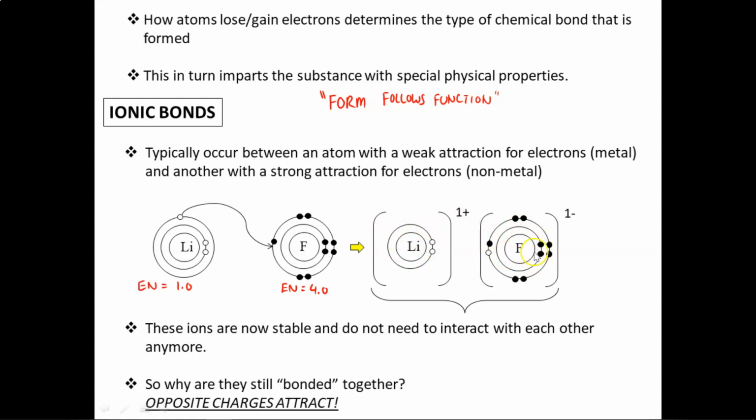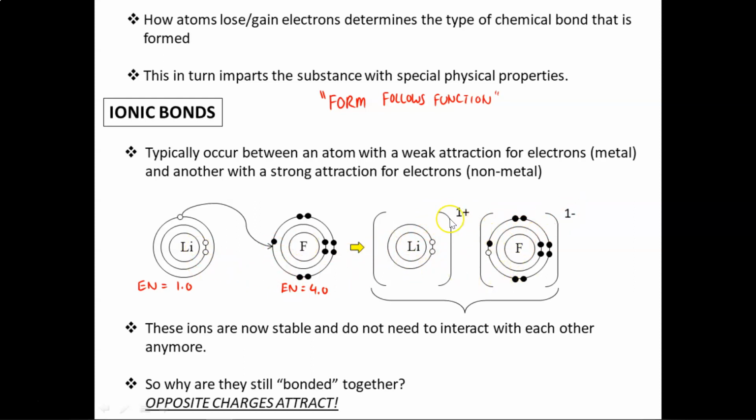You will now notice that both fluorine and lithium have a full outer valence shell, and they are now isoelectronic with the noble gas they're closest to. So lithium would be isoelectronic to helium because it has one shell that's full, while fluorine would be isoelectronic with neon because it has two shells that are full. You will notice that we place square brackets around both of them with an ionic charge in the top right hand corner to show that they are both ions. They are no longer the original neutral atoms, but charged ions that are stable.